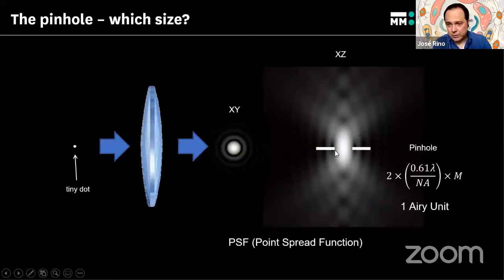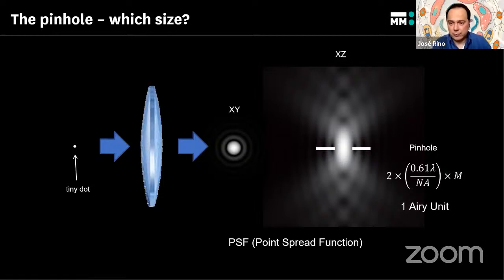And of course, the optimal size for the pinhole to get the best signal and resolution would correspond to the size of the point spread function of the Airy disk here in XY, depicted here in XZ. So remember the formula from David's talk. The size of the pinhole would be the size of the point spread function of the Airy disk multiplied by the total magnification of the system.